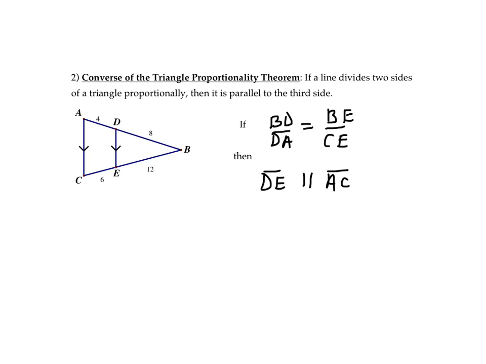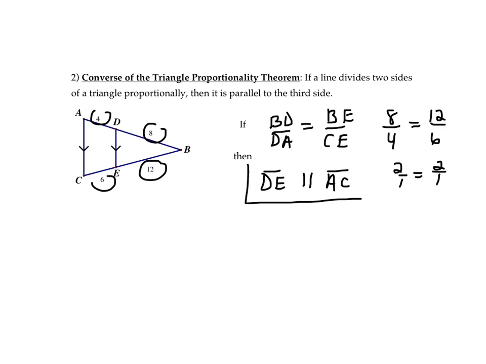So let's check this out. In our picture, BD is equal to 8, so we're going to have 8 over DA, which is 4. We're going to see if that's equal to BE, which is 12, over CE, which is 6. So if you check it out and simplify your fractions, we get 2 over 1 is equal to 2 over 1. So the answer is yes, that DE is definitely parallel to line segment AC.